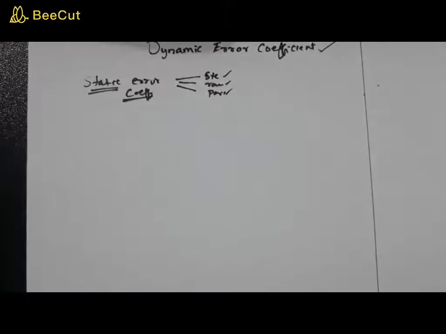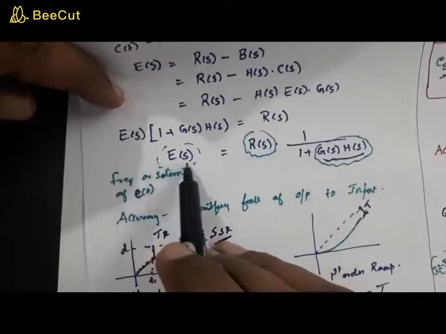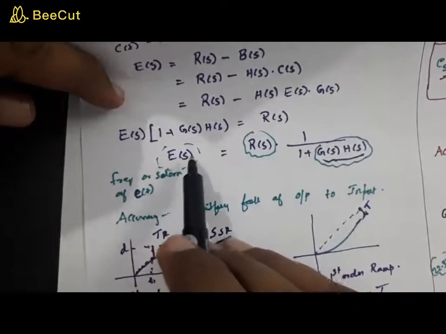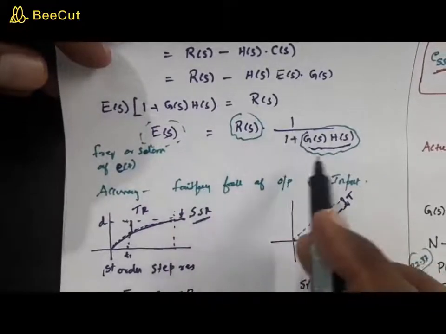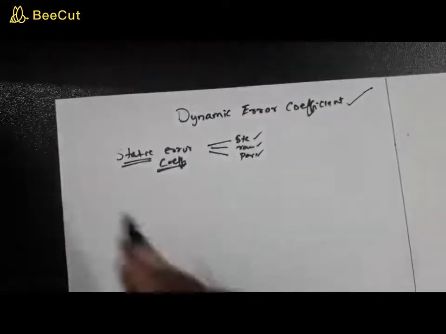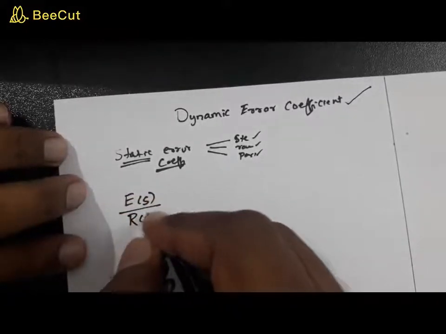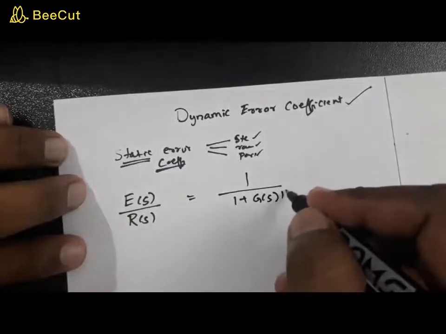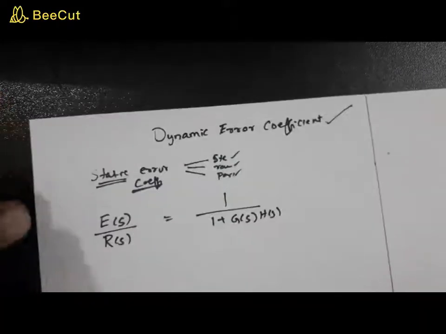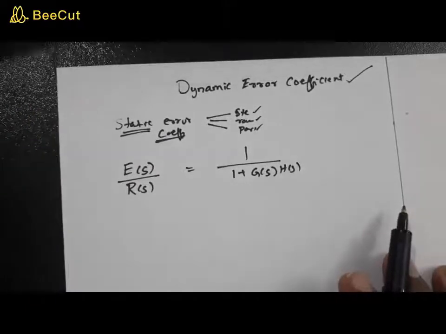So we'll start with the thing that we have studied in the previous video. We have derived an equation for E(s), that is, the frequency domain of the error signal. So E(s)/R(s) is given by 1/(1+G(s)H(s)). I am rewriting that: E(s)/R(s) is equal to 1/(1+G(s)H(s)). So this is actually the equation for the error.